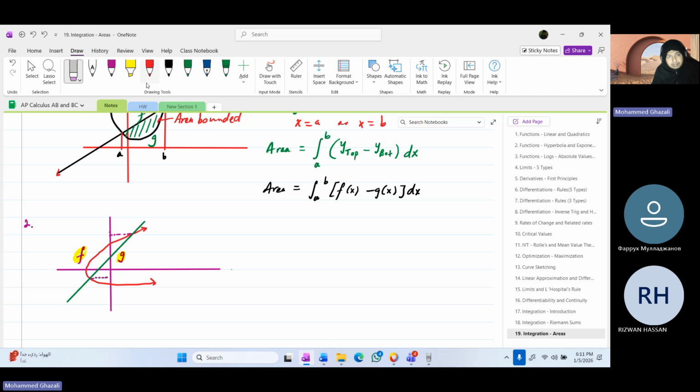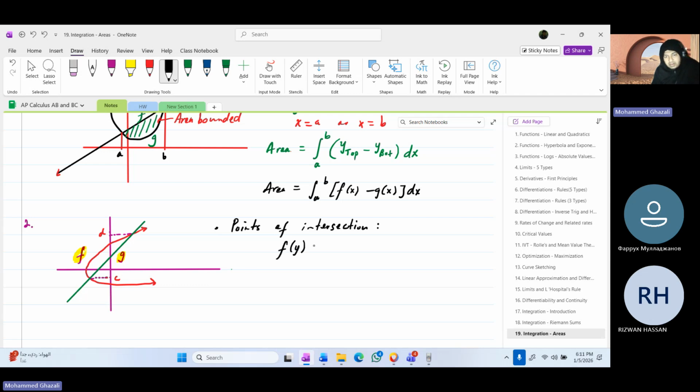Should be from C to D. Right. Now, what's the formula? We're still going to find points of intersection. Rule number one, we find the points of intersection, but how?